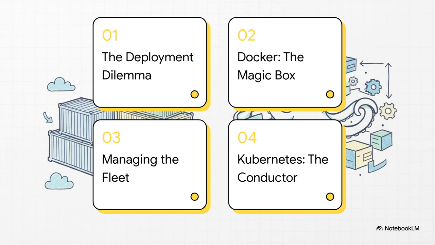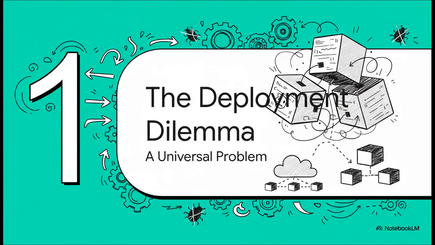We'll start with a problem every developer knows all too well. Then we'll look at the first brilliant solution, Docker. But that solution creates a new problem, right? A problem of scale. And that's where we'll bring in the final piece of the puzzle, the big boss, Kubernetes. All right, let's get right into it.